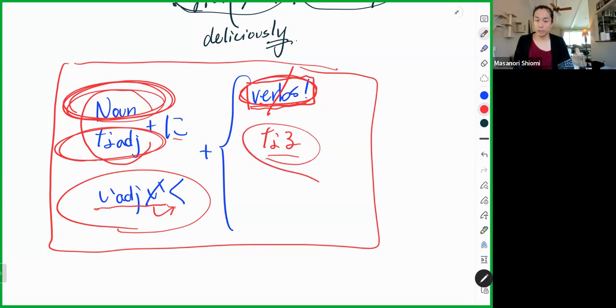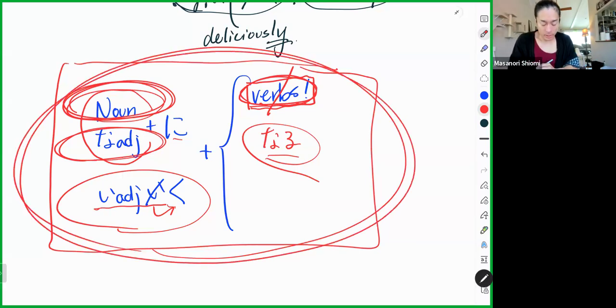Textbook just simplifies too much to the point it could mislead students, and it has been misleading, so that's why I personally don't like this way of teaching in the textbook. Okay, so with this, and this is the ground point, like I said, we can combine with any verbs.